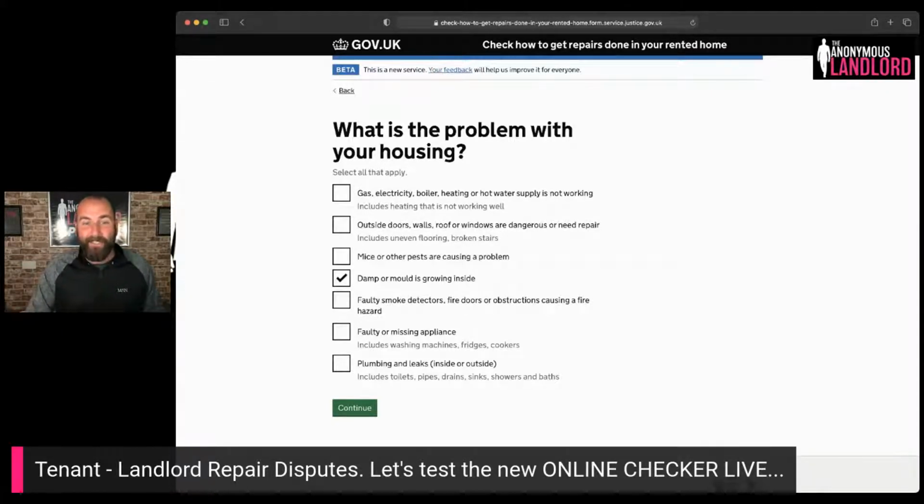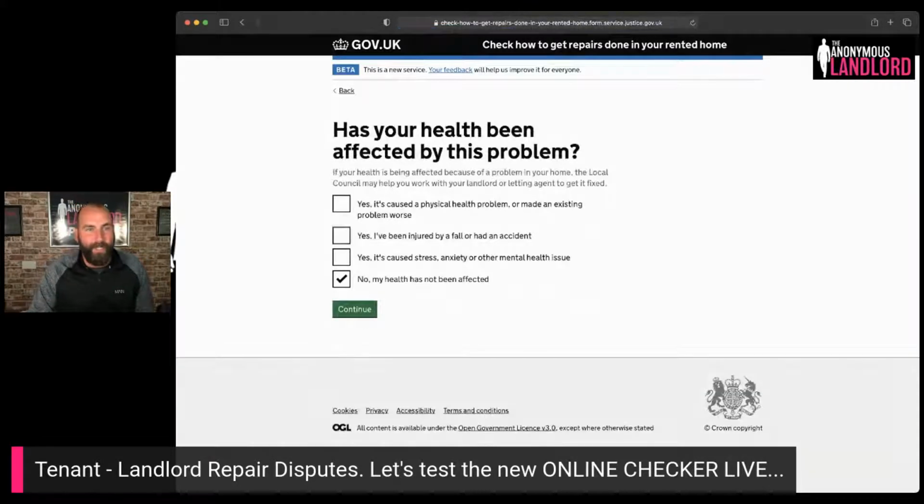Now, a lot of tenants will think it's condensation, maybe because they don't fully understand what condensation is, especially if you're in flats. Condensation is ridiculously difficult to avoid if you live in a flat, unless you have certain measures in place. So let's go with damp or mold is growing inside. Let's check this one out. Has your health been affected by this problem? Let's go with, there we go.